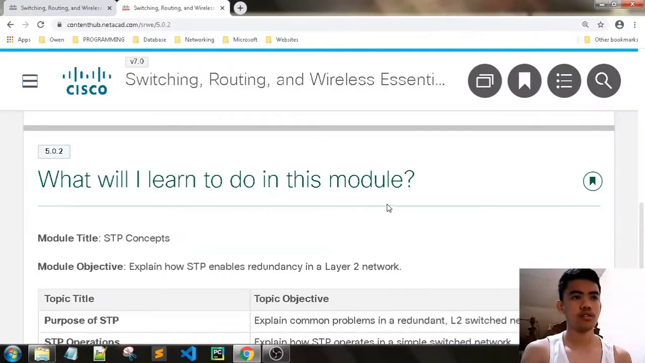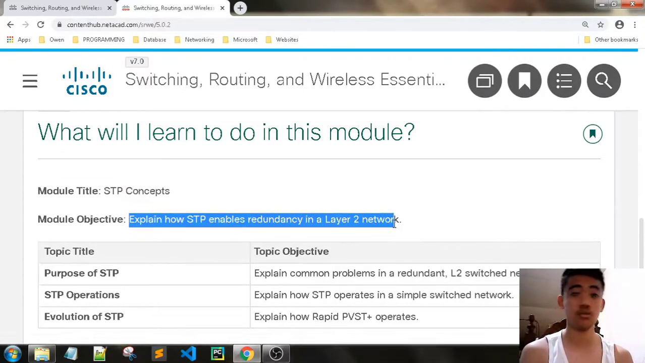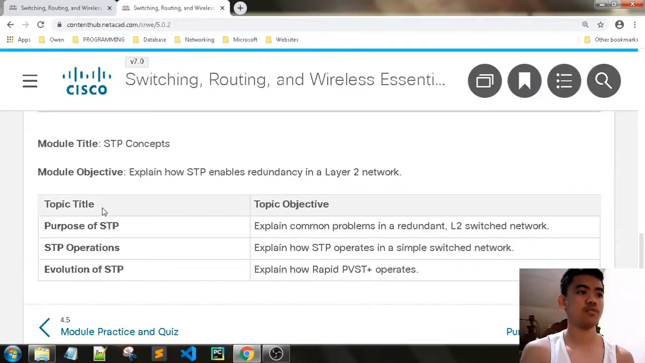So what will I learn in this module? The module title is STP Concepts. The objective of this module is to explain how STP enables redundancy in a layer 2 network. We will be able to know the meaning of redundancy later on. I have three topics here. The first one is the purpose of STP.